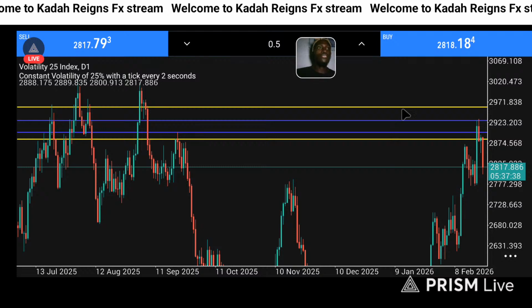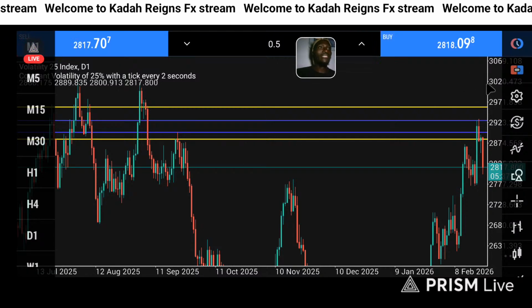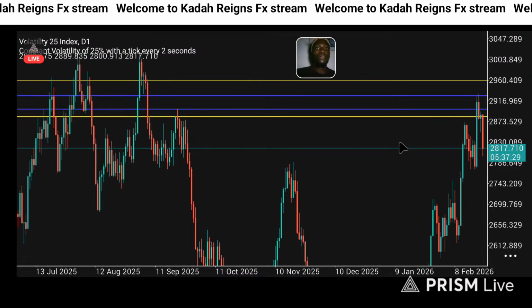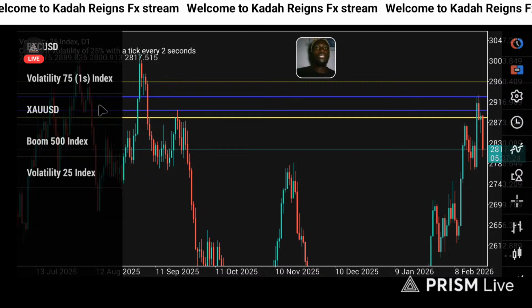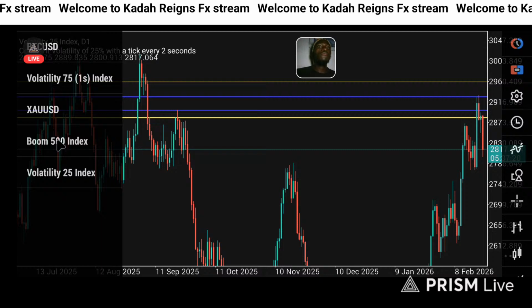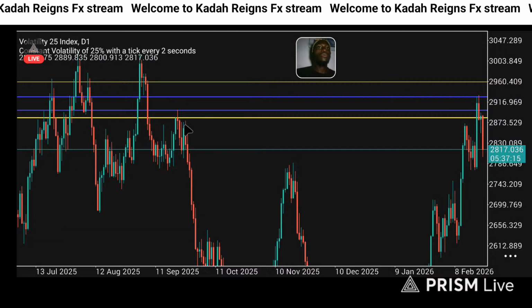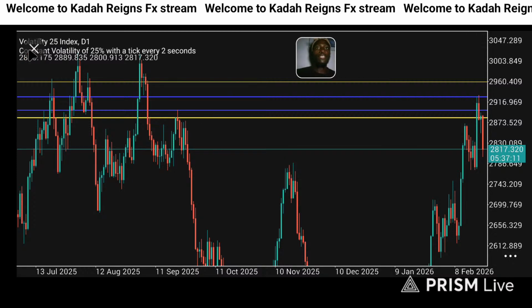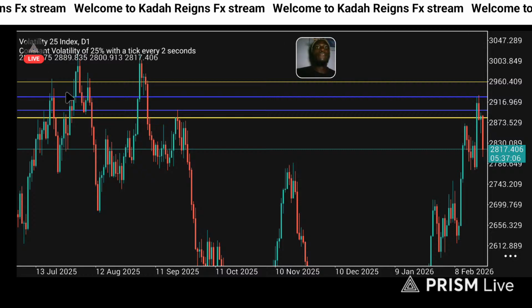And this is the chart of volatility 25 index. There are a lot of pairs, but personally I trade these ones. I trade volatility 75 1S, I trade Boom 500 index. I also trade volatility 25 index, which is the current chart that I'm opening right now. It's the V25 index, right?